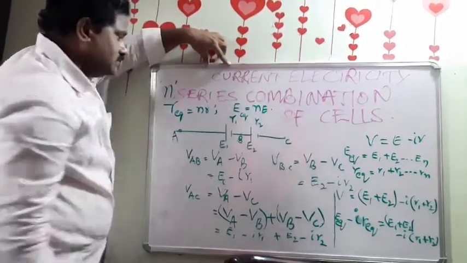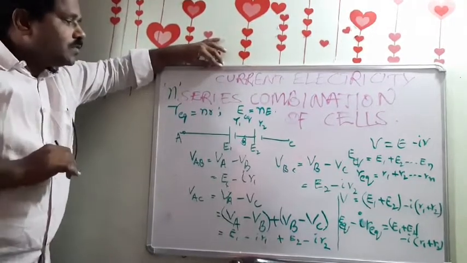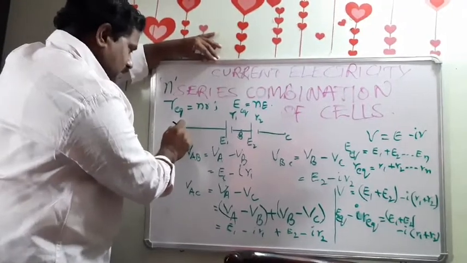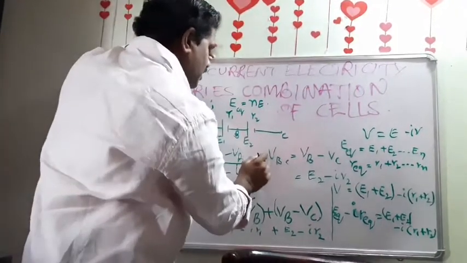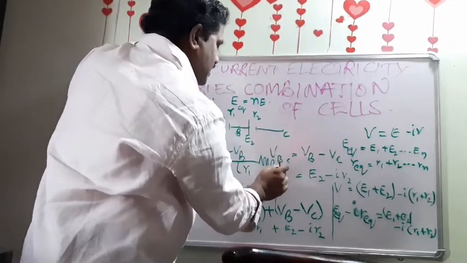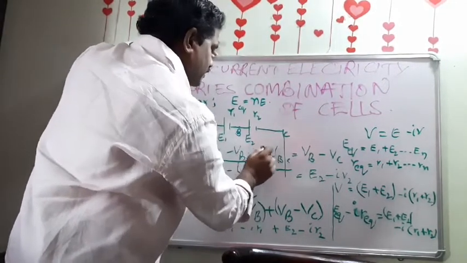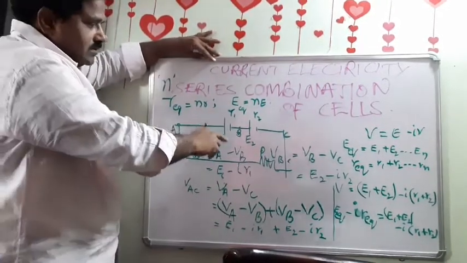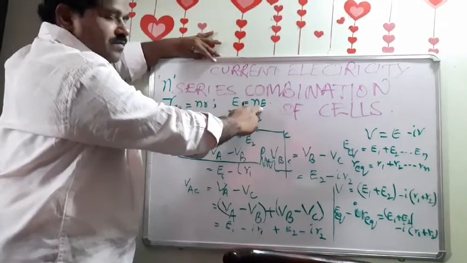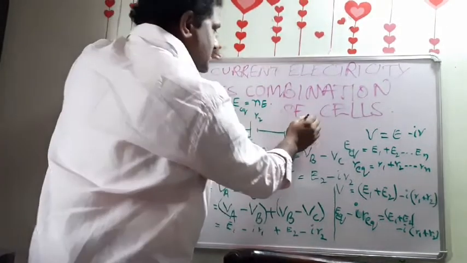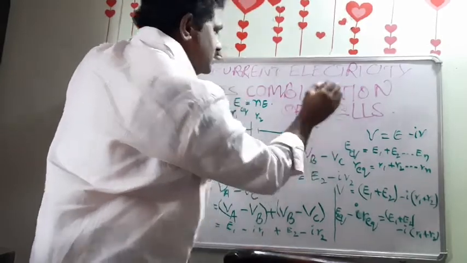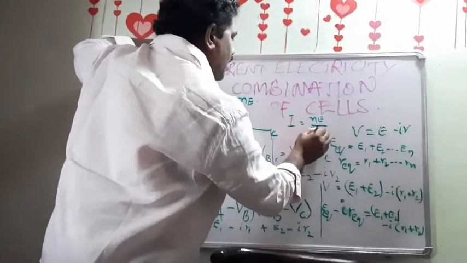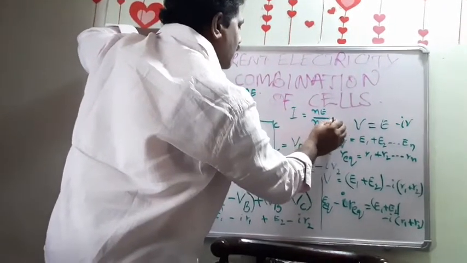A little extension: if it is connected to an external resistance R, the total resistance will be nr plus R, and the net EMF will be nE only. In that case, what will be the current? I equals nE divided by nr plus capital R.